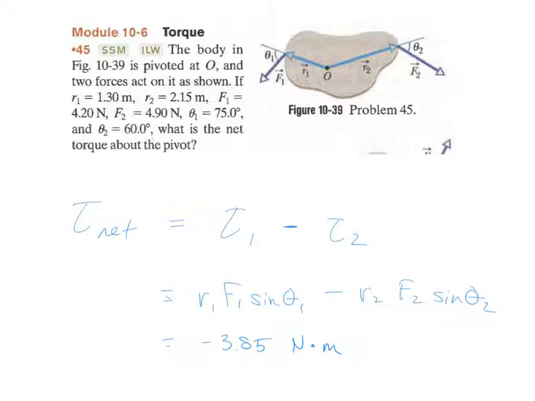Negative 3.85 Newton meters. Recognize that this is not a joule, even though a joule is a Newton meter. You know that, by the way? Think about it. Work is defined as force times distance. Force is newtons, distance is meters.